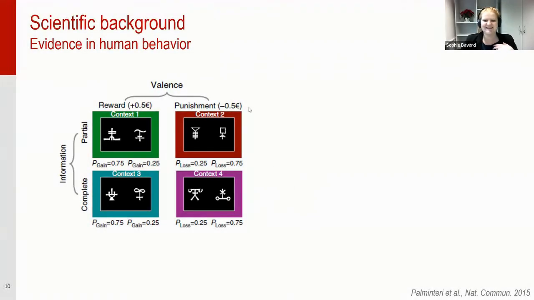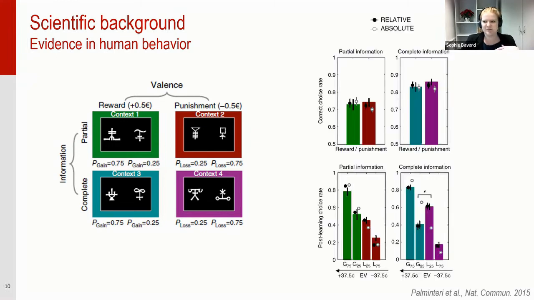The authors showed that not getting a punishment was encoded the same way as getting a reward. They showed this in both the behavior and in neural data, but I will just show you briefly the behavior here. So these are the results from the learning phase on top and the transfer phase on the bottom.